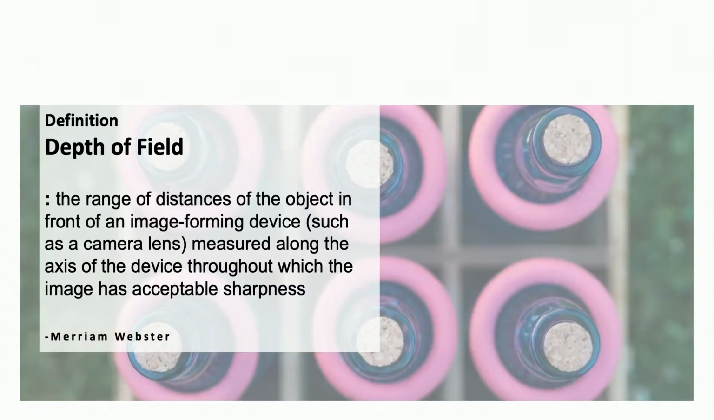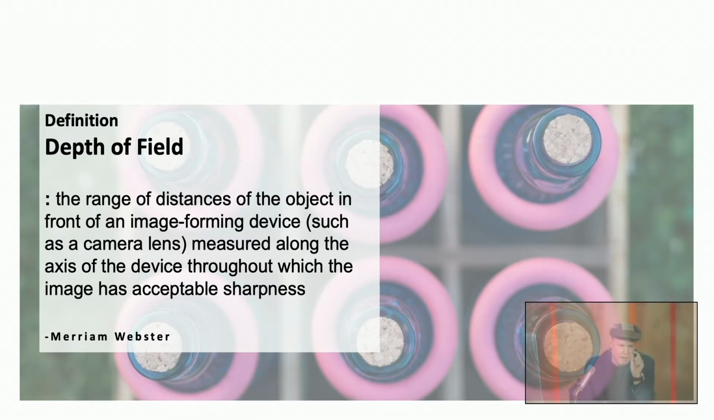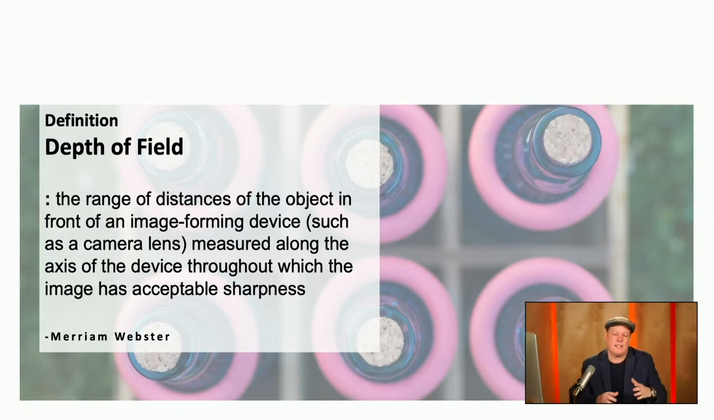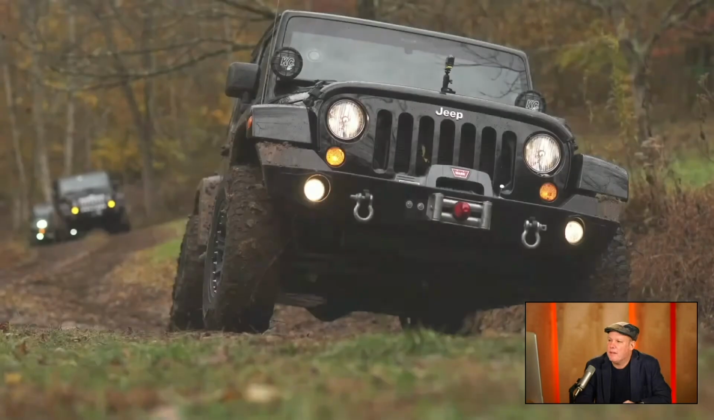The definition of depth of field: the range of distance of objects in front of an image forming device, such as a camera or a lens, measured along the axis of the device throughout which the image has acceptable sharpness. In layman's terms, depth of field is how much is in focus in the image. If you have a 1.2 lens, then you're going to have a very narrow depth of field. If you have your lens at f8 or f11, everything's going to be in focus from front to back.